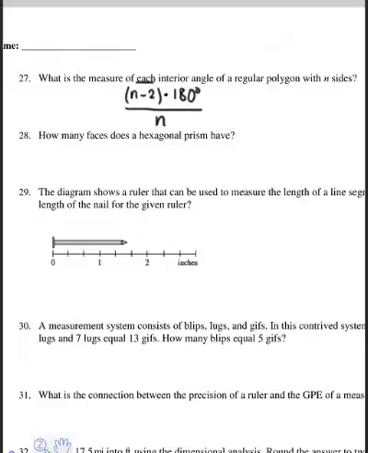Okay, how many faces does a hexagonal prism have? Well, a prism has 2 bases that are congruent, same size, same shape, and then it's got the lateral faces. It's got the same number of lateral faces as the number of sides of the base. A hexagon has 6 sides, so it's got 6 lateral faces plus the 2 faces that make up the base. So this has 8 faces.